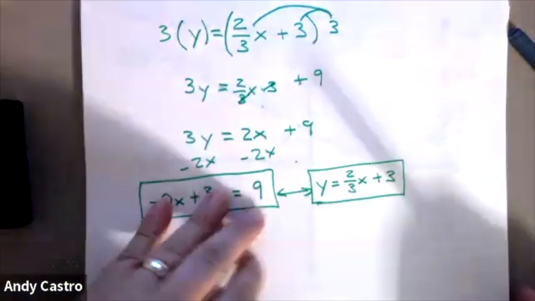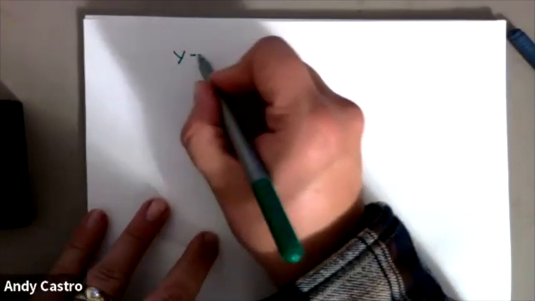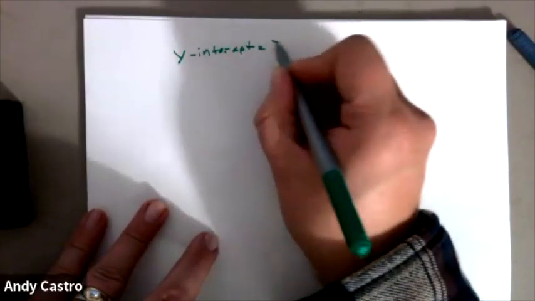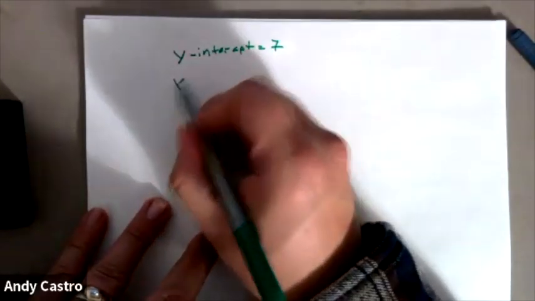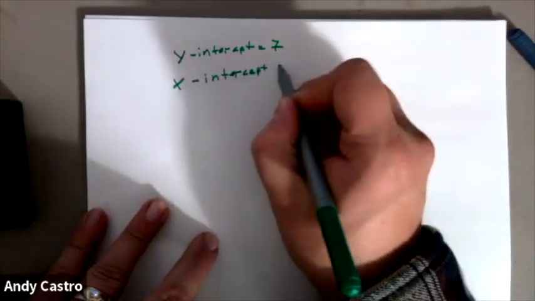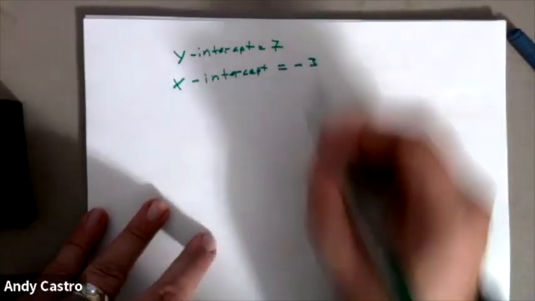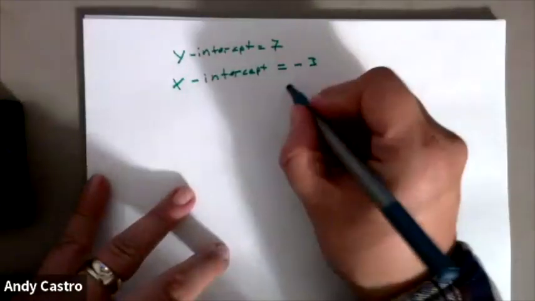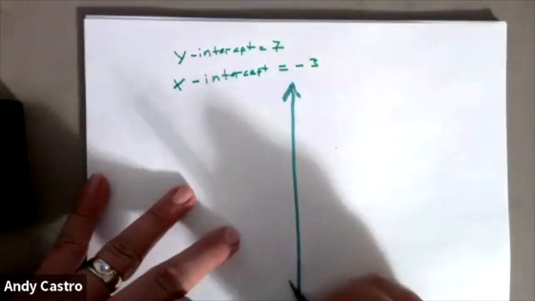All right. So the next thing I'd like to do is graph if I give you both intercepts. So let's say that I give you the y-intercept as 7, and then something called the x-intercept as, and we'll say that's -3. All right, so the y-intercept is 7, and the x-intercept is -3.